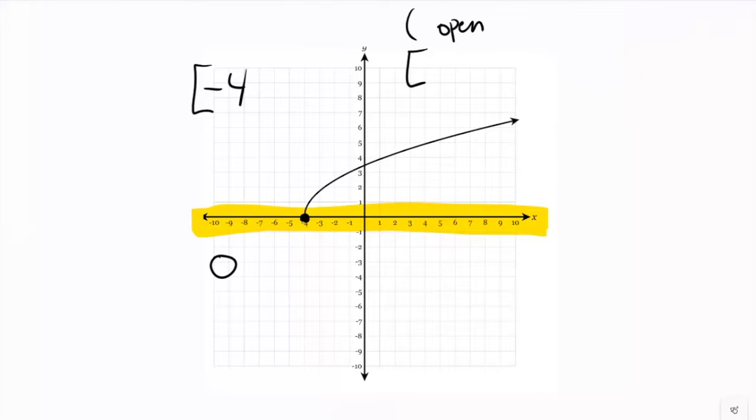This means close. This and this mean open, and this with an equal sign, that with an equal sign, means close. So that's the notation that you need, and I'll write it in both ways. So it starts at -4, boom.